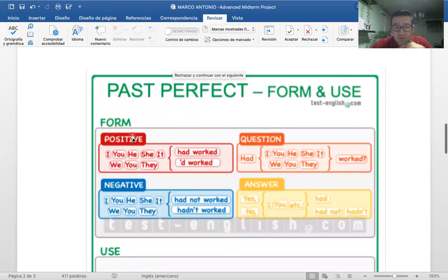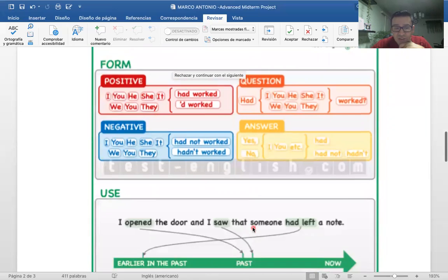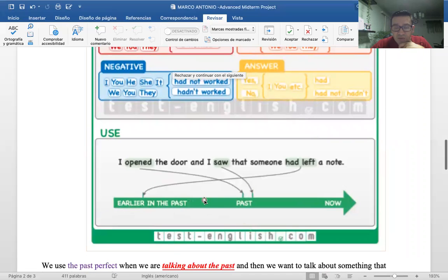This is the grammatical formula for the use of past perfect. To form positive sentences, we always will use the same had or the contraction. For questions, we just invert the order, and of course, we add a question mark. For negative, we just add the negation right after the verb had. And for short answers, this is the use. And here we have a timeline to help us understand even better, to clear any doubts, when to use the past perfect.